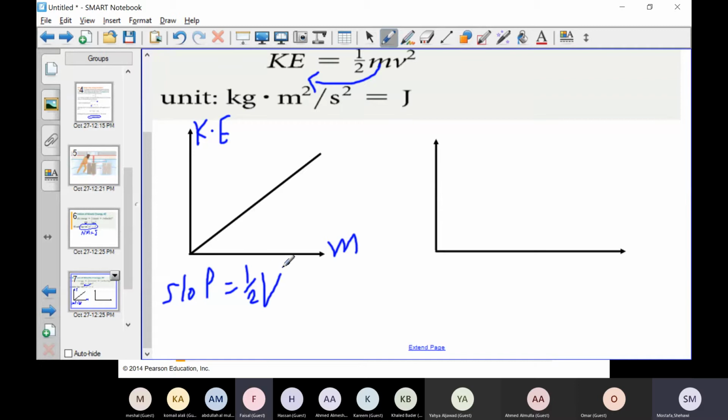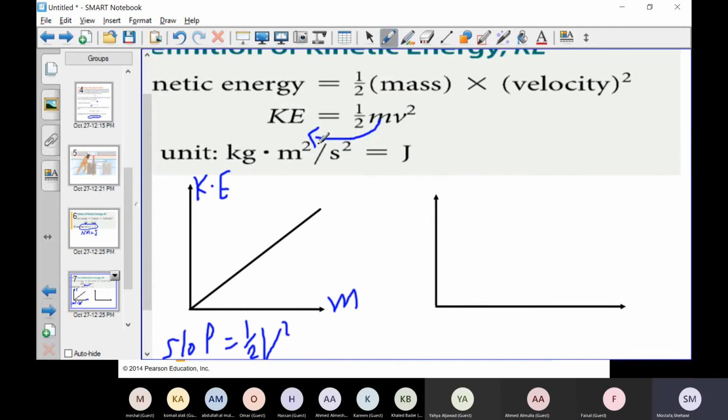Does the slope have to be constant? Yes, if you study the relation, the slope will be constant. And the slope is always in a straight line, right? As the mass increases, the kinetic energy increases. Yes, we study the relation between the kinetic energy and the mass, and they are directly proportional, as you see from this relationship. So it will be a straight line. By increasing mass, kinetic energy increases, keeping the velocity constant.